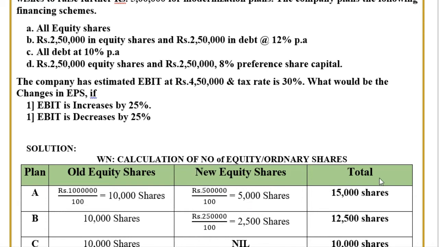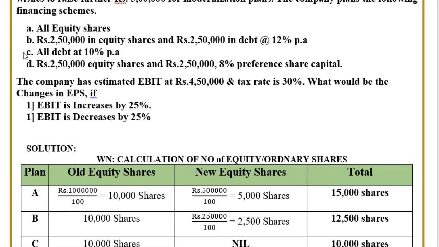Therefore plan A has 15,000 shares, that is 10,000 plus 5,000 shares. Next plan B. What are the new shares here? 2,50,000 in equity shares is given. So 2,50,000 divided by 100 rupees, you will get 2,500 shares. Therefore 10,000 plus 2,500 shares, 12,500 shares.